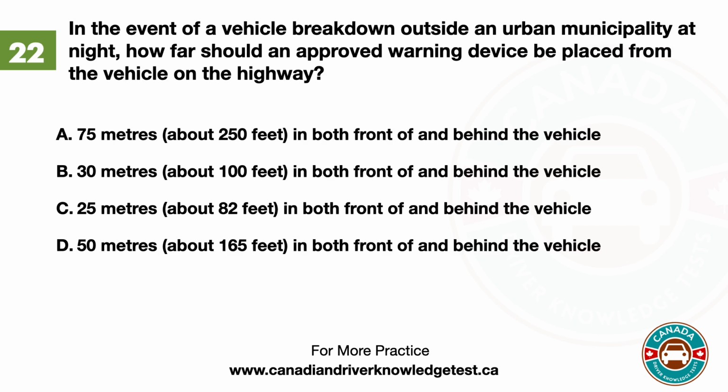Question 22. In the event of a vehicle breakdown outside an urban municipality at night, how far should an approved warning device be placed from the vehicle on the highway? A. 75 meters, about 250 feet, in both front of and behind the vehicle. B. 30 meters, about 100 feet, in both front of and behind the vehicle. C. 25 meters, about 82 feet, in both front of and behind the vehicle. D. 50 meters, about 165 feet, in both front of and behind the vehicle. The answer is A. 75 meters, about 250 feet, in both front of and behind the vehicle.